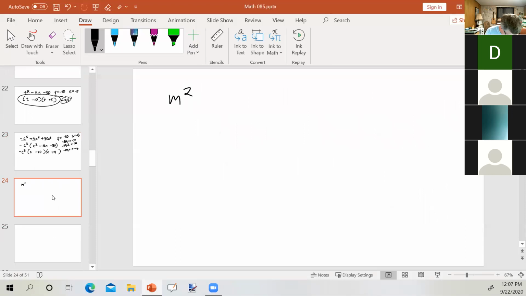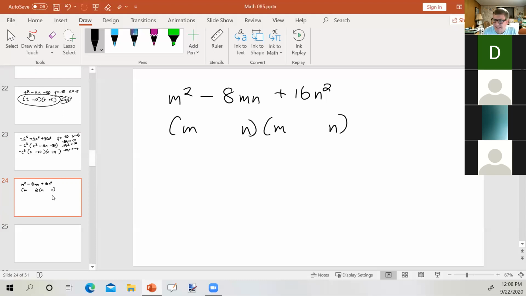M squared minus 8mn plus 16n squared. Okay, so we have a trinomial. It's in standard form in terms of m squared, no m at all. And it has a leading coefficient of a 1. No greatest common factor to take out, so I've got an m and an m. Oh, and I've got to have n's at the end, right?